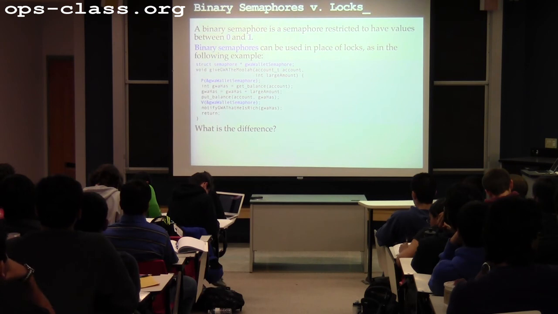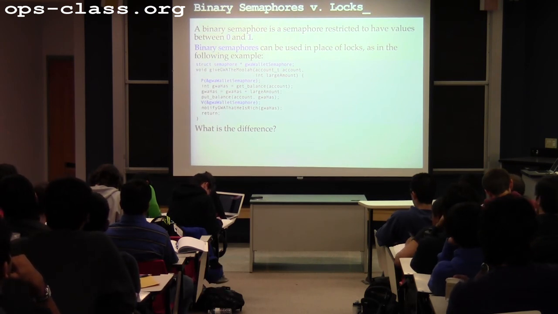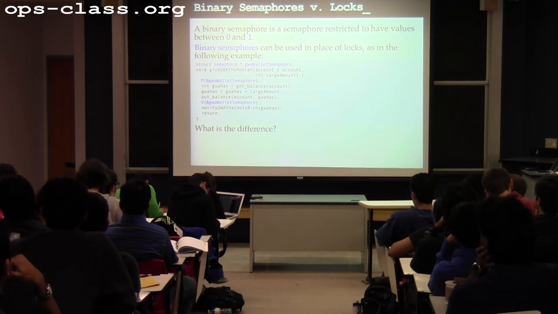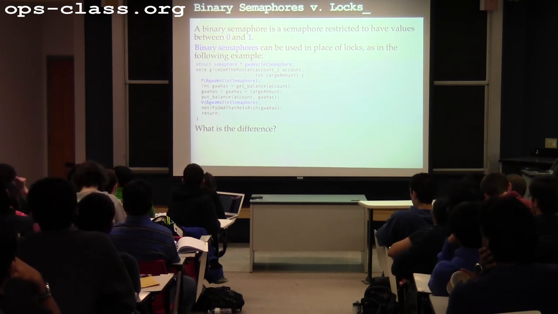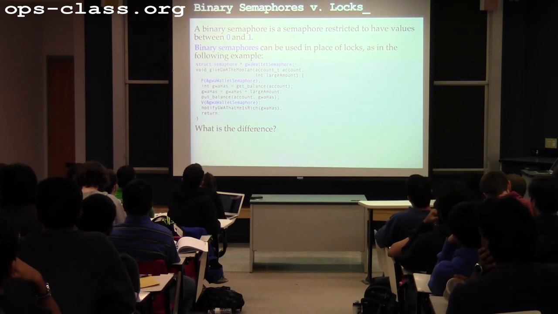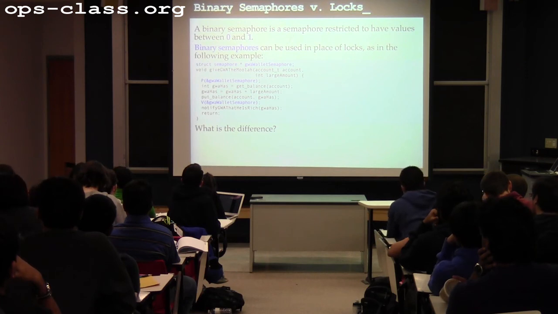And a binary semaphore is a semaphore you could think of as restricted to have values between 0 and 1. How this restriction is done can be done a lot of ways. One way is if you try to V the semaphore and it's 1, you could panic or throw an exception or something like that. But another way of thinking about a binary semaphore is just a semaphore that only has values of 0 and 1.